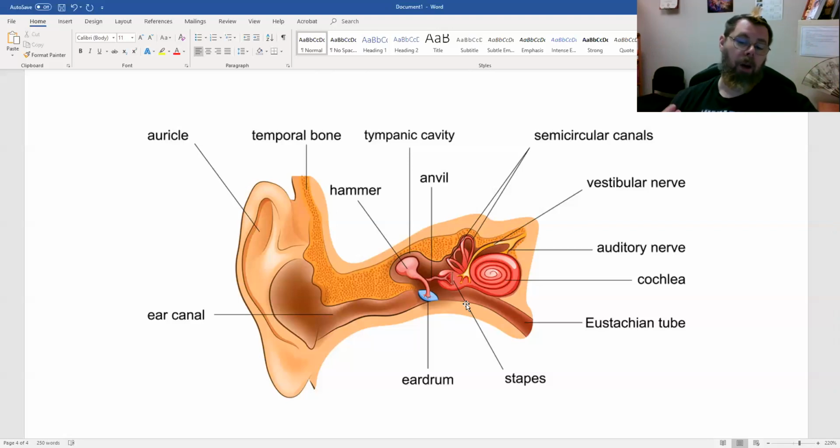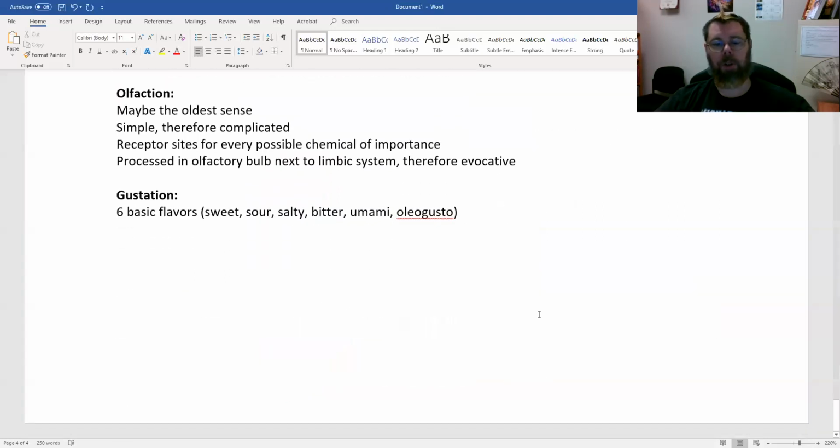Would there be a better way of getting auditory information? Almost. Would there be a better way of getting balance information? Yes, easily. All right. But you have one part doing two jobs, and that's why you get this weird good enough system. Okay. So that's sound.